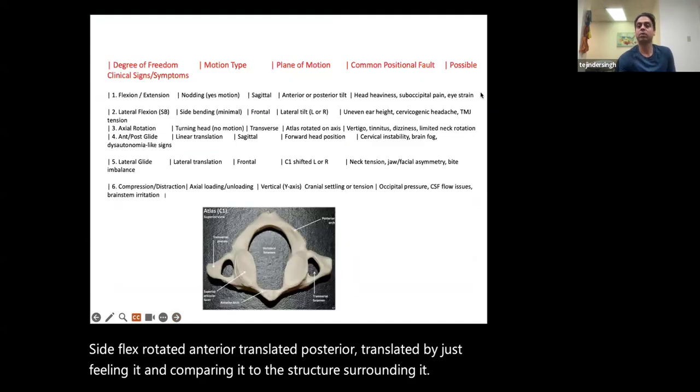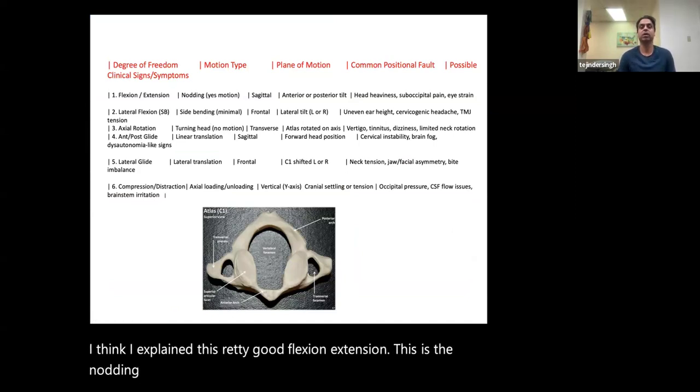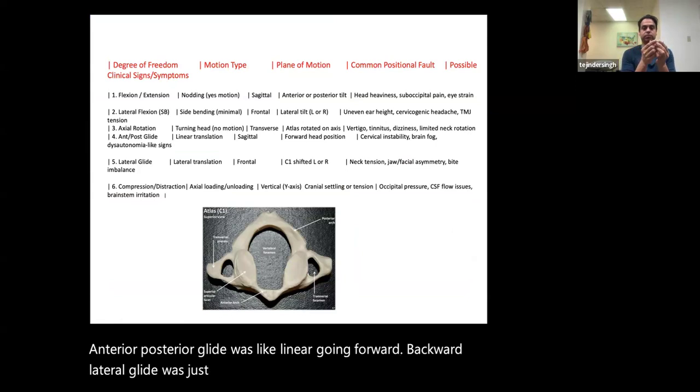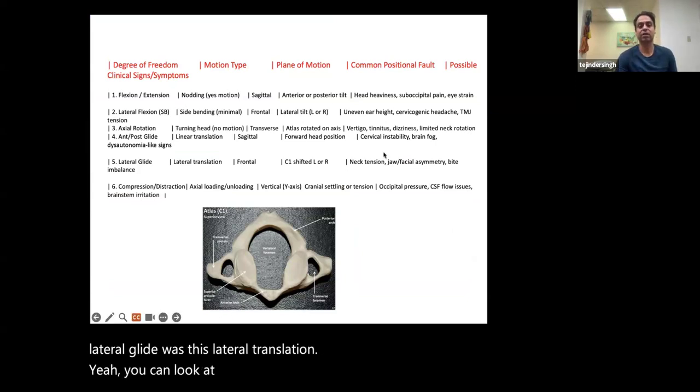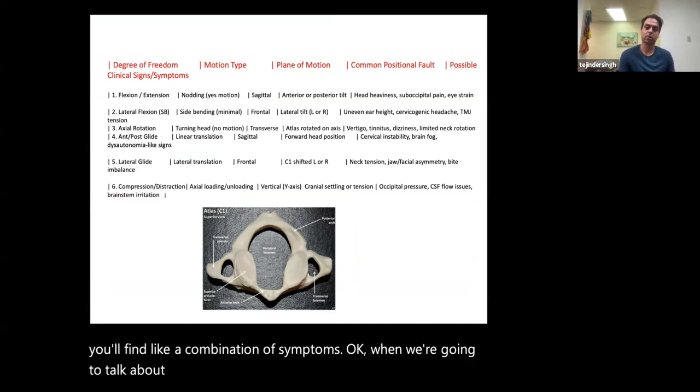Okay. Moving on to, I think I explained this pretty good. Flexion extension. This is the nodding movement. And then lateral flexion is this. Axial rotation is this. You're just doing a rotation. Anterior and posterior glide was like linear going forward, backward. Lateral glide was just lateral translation. You can look at the symptoms that it can cause. Usually you'll find like a combination of symptoms. When we're going to talk about POTS, so you'll understand what I'm talking about.